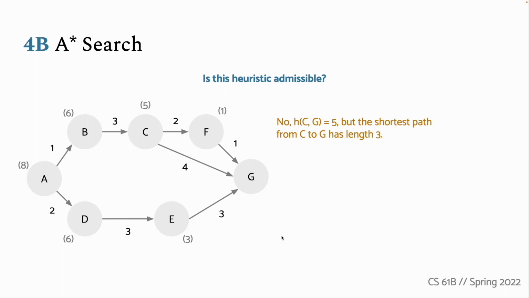No, it's not, because the heuristic of C is 5, but the shortest path from C to G is 3. And if you remember, we said that heuristics always have to be less than or equal to their actual distance. And the reason is that we actually got the incorrect answer in the previous problem, right? The actual shortest path is going through here. It would have this actual distance of 7, which is smaller than 8. And that's what happens when your heuristic is not admissible.